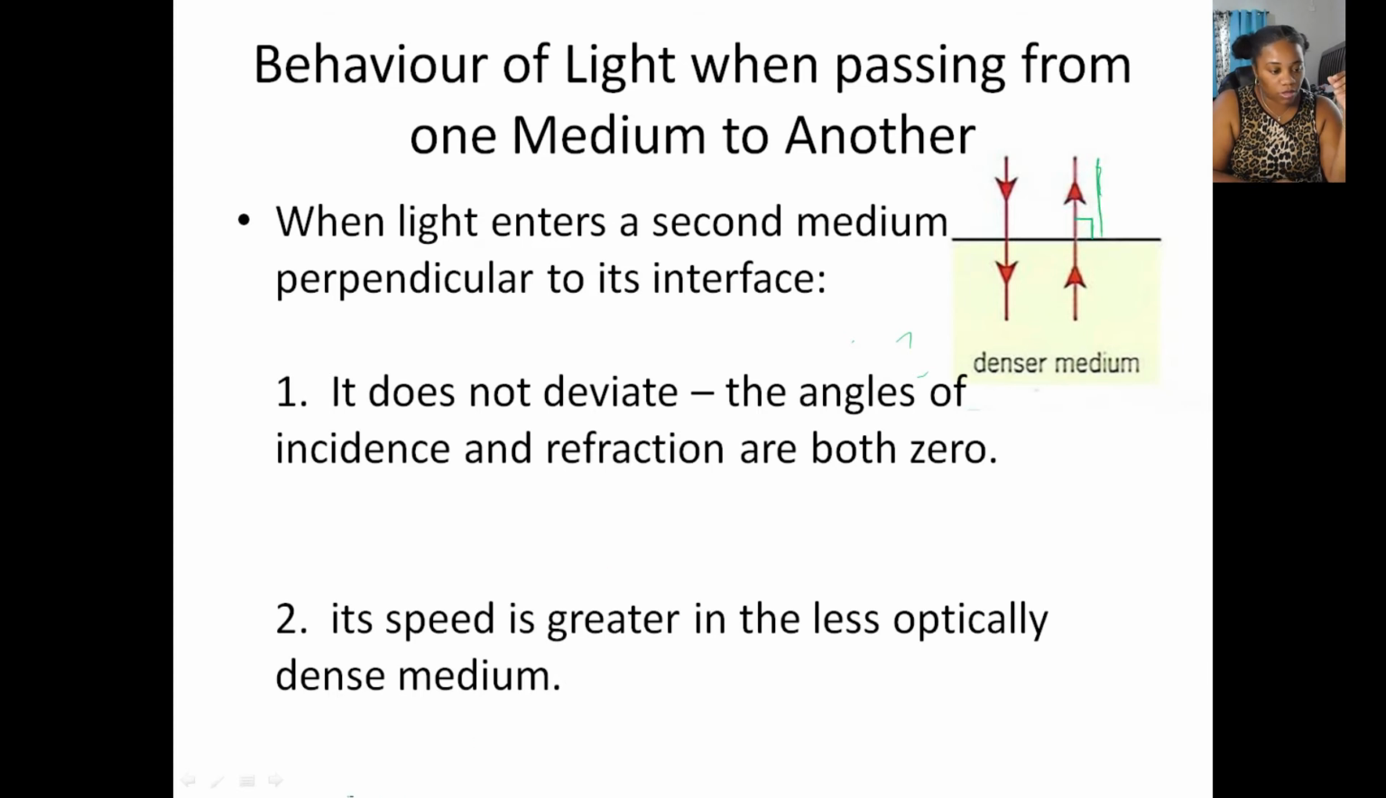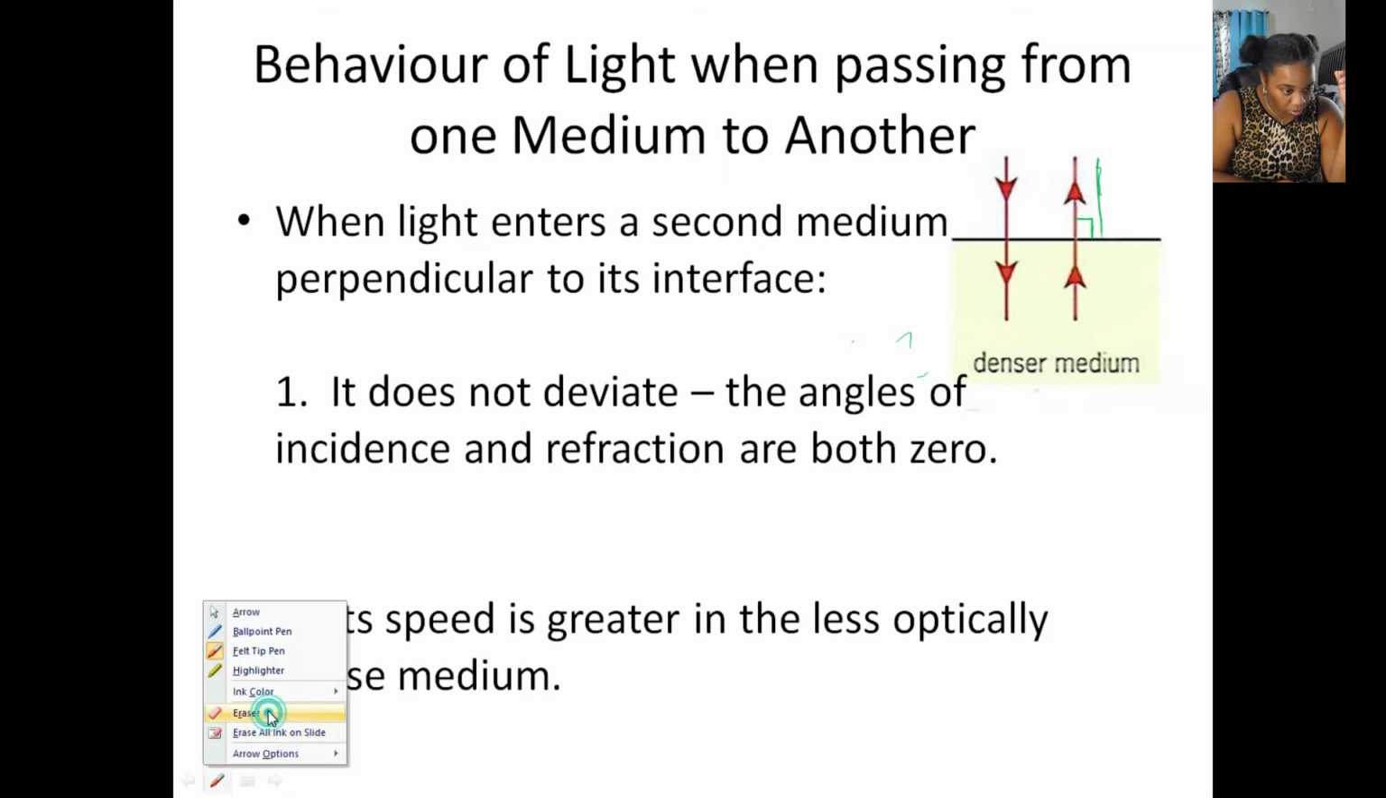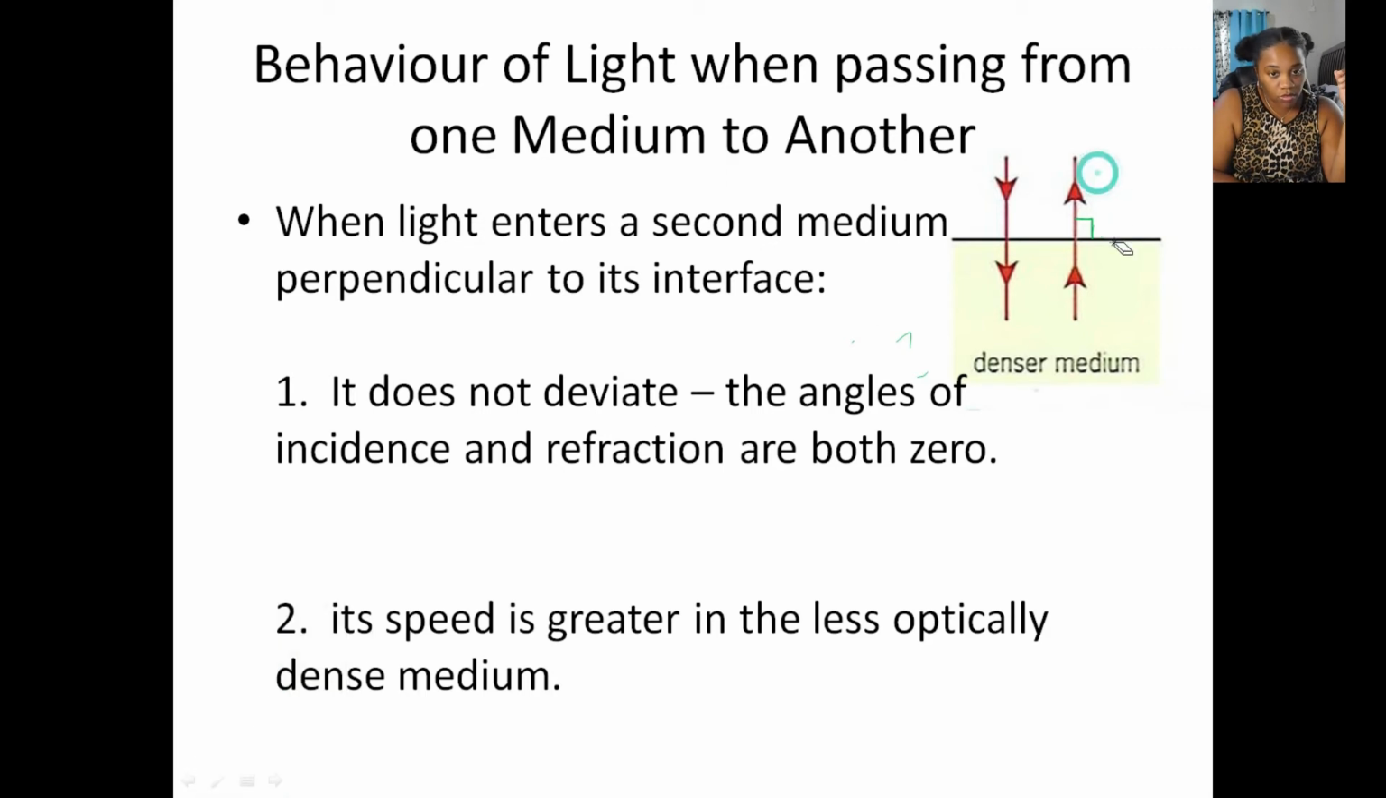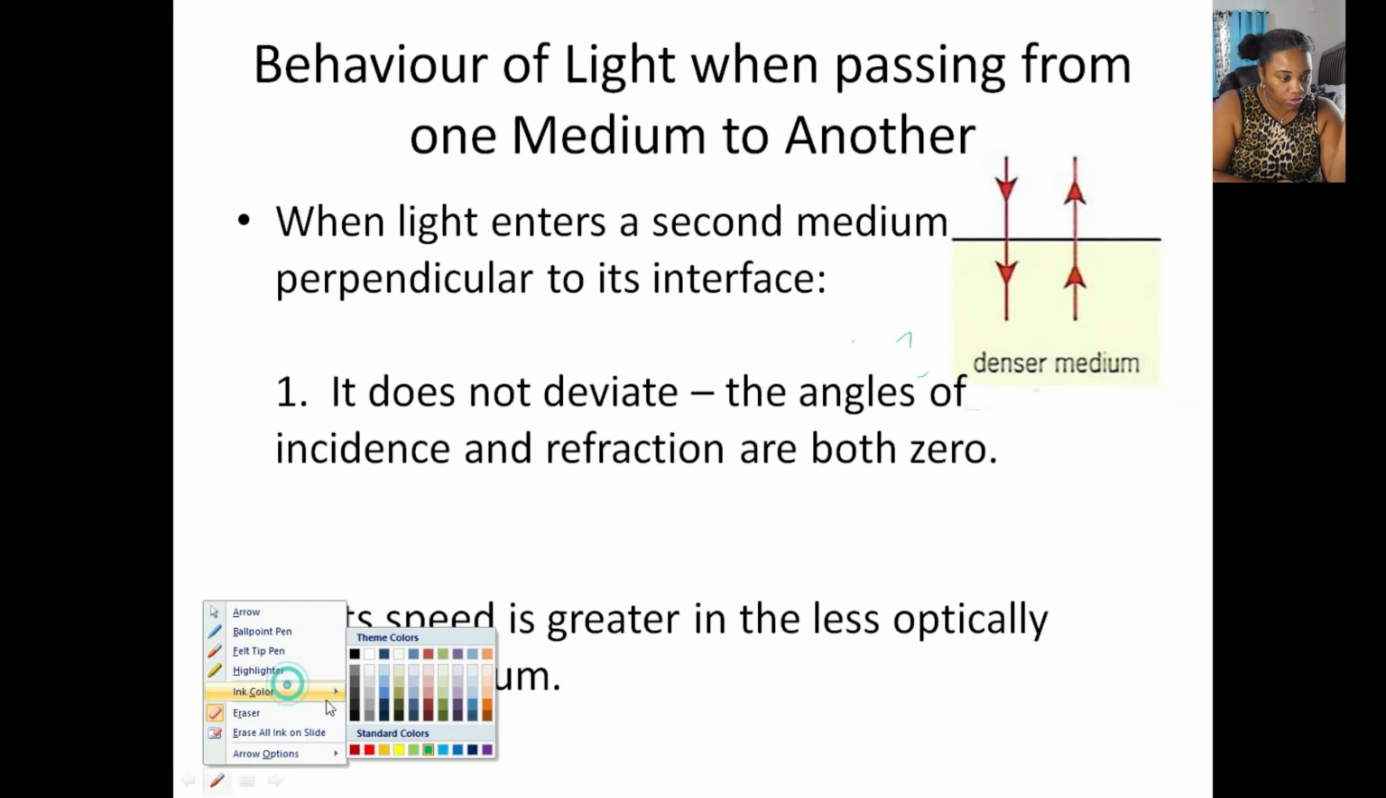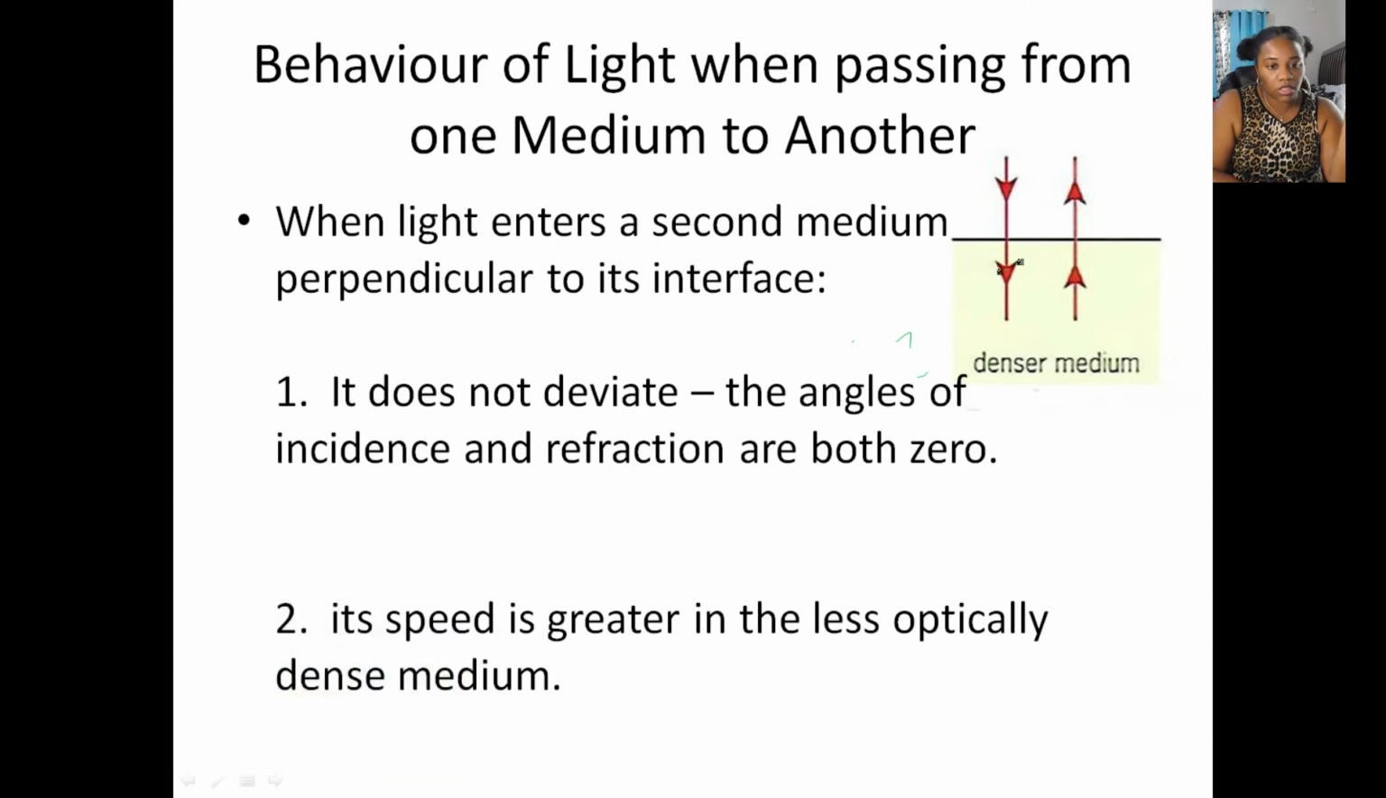Sorry, let me just get rid of this. So once light, so this one is going out and this one is going in. So once it's 90 degrees, there's no deviation, right? So 90 degrees, no deviation. So this going in and this coming out, no deviation. 90 degrees towards whatever, no deviation.